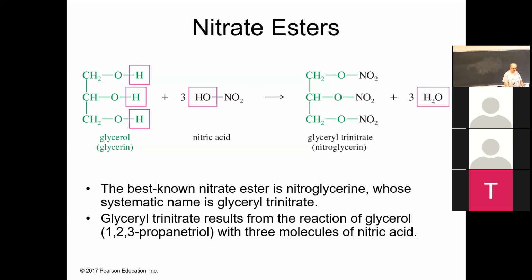There are a number of other nitrate esters that are used. Most of them are explosive. There's one that's called PETN.